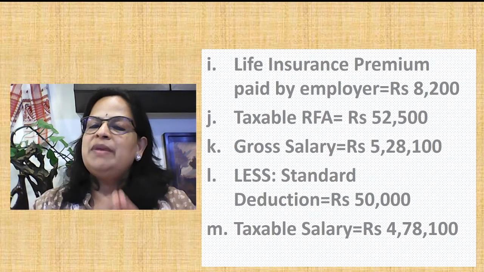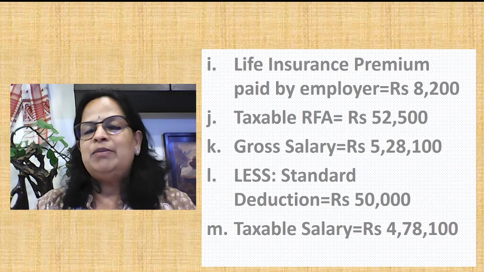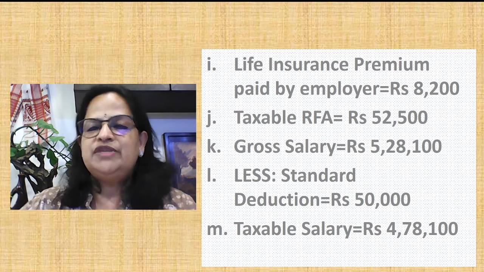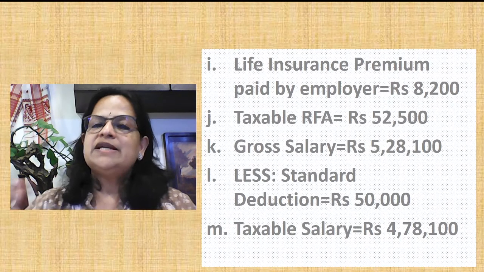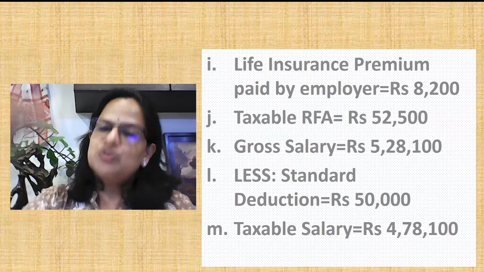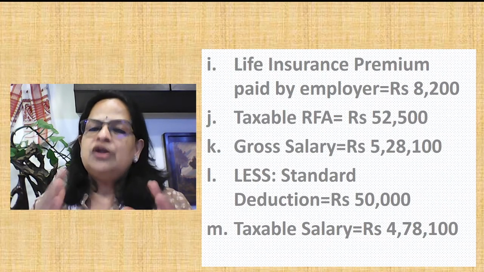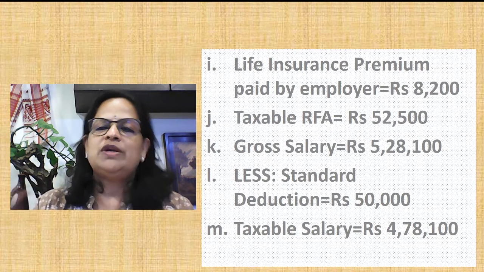Life insurance premium paid by employer, 8,200. Taxable. Specified employee: annual salary above 50,000. Not monthly salary, annual salary. Taxable RFA, that I am going to explain in the next slide. Taxable RFA 52,500. Gross salary, adding all these values, you will get 5,28,100.